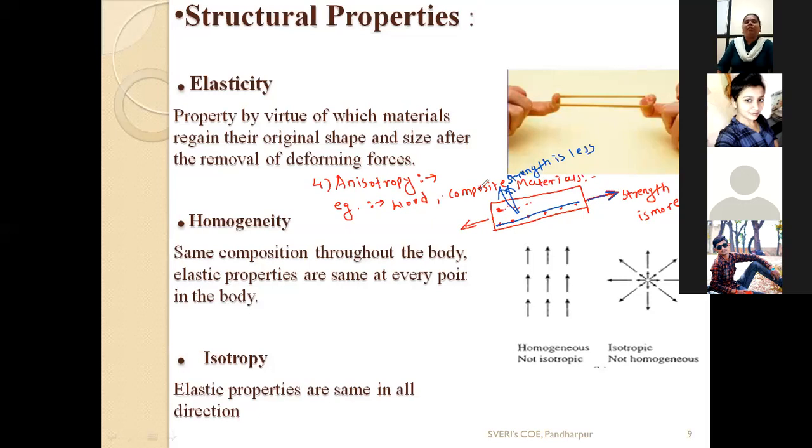So here elastic properties are different at all directions. So this is the example of anisotropy. Now, if you have any doubt, please ask me. Otherwise, we will move towards next point.